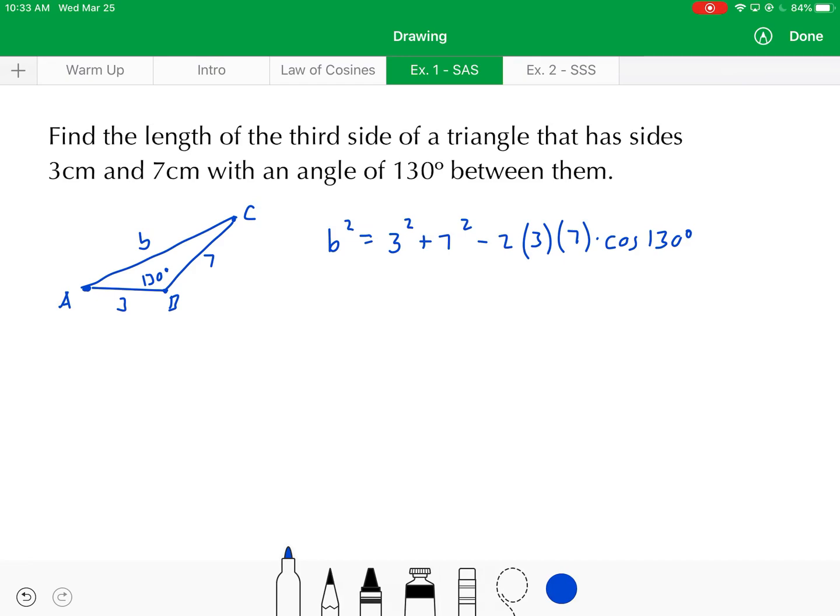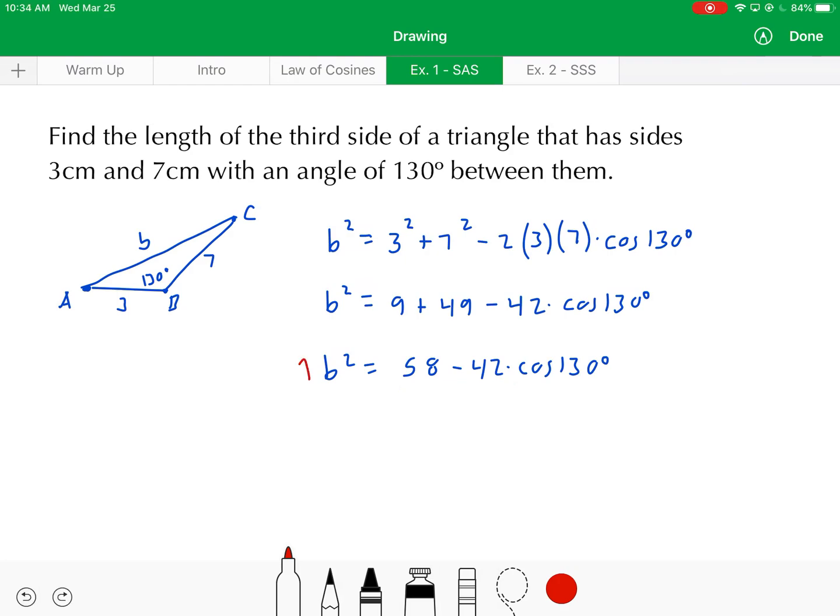All right, now you are more than welcome to simplify all of this a little bit. So we'll say B squared is equal to 9 plus 49 minus 42 times cosine of 130 degrees, or B squared is equal to 58 minus 42 times cosine of 130 degrees. That's as far as you want to go. A common mistake that I get from students, they try to subtract 58 by the 42 here, but that would violate order of operations. So just leave it alone, okay?